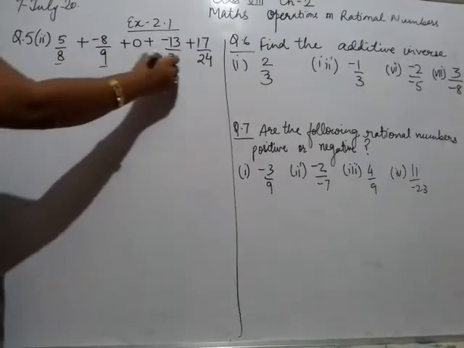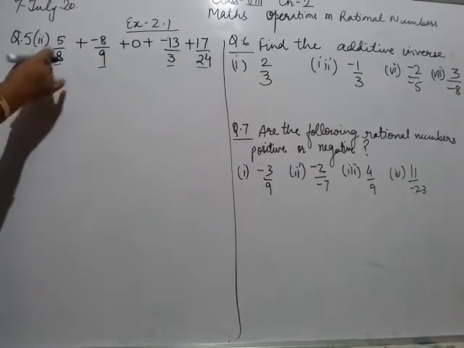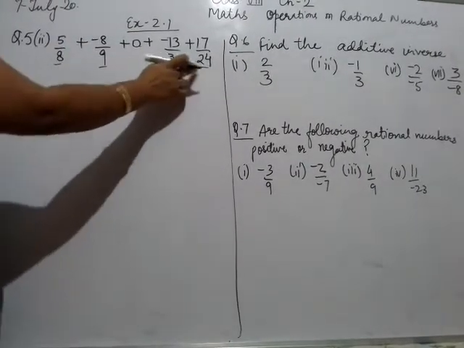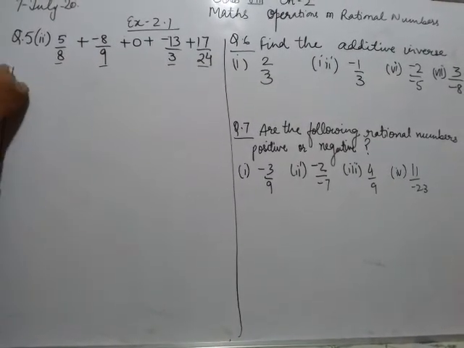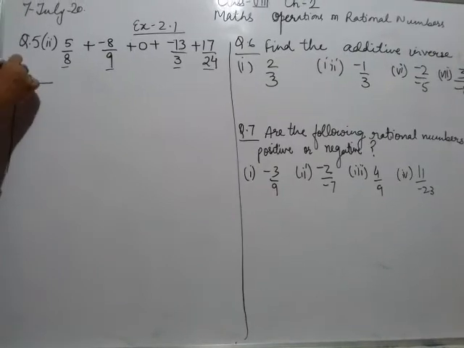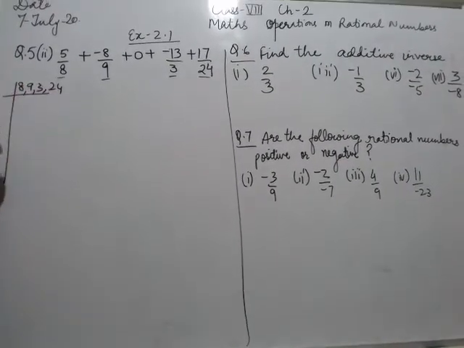As all the rational numbers have different denominators, we need to take the LCM first. So the LCM of 8, 9, 3 and 24 is 72. Let us check also whether it is correct or not. 8, 9, 3, 24. Okay.